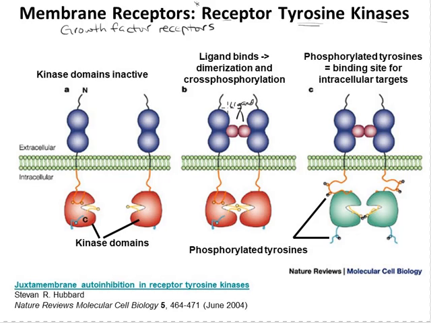Once associated, the kinase activity of the intracellular domain is activated, and the receptors phosphorylate each other's kinase domains on specific tyrosine residues. This is called cross-phosphorylation or autophosphorylation. These phosphorylated tyrosines are then recognized and bound by intracellular signaling proteins, which bind, are phosphorylated and activated, and then transduce the signal to the interior of the cell.